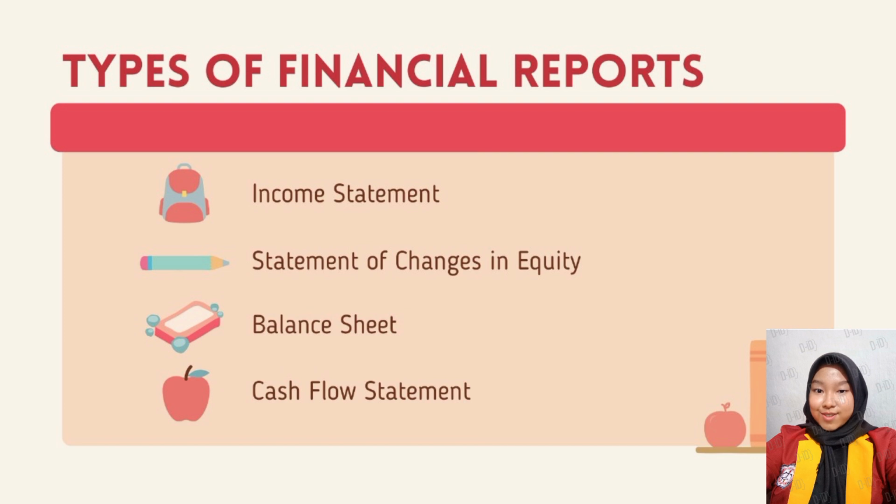The income statement shows the company's revenues, expenses, and profit or loss over a period of time, which helps in assessing operational performance. The statement of changes in equity depicts changes in equity over a period of time, such as additional investments or dividends, which is important for understanding changes in equity. The balance sheet shows the company's assets, liabilities, and equity at a specific point in time, providing a comprehensive picture of the company's financial position.